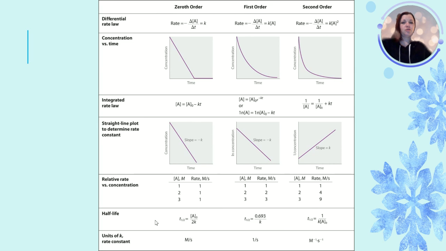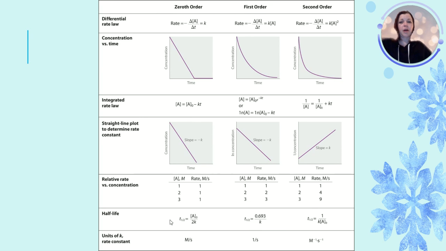Relative rate versus concentration. Your rate would not be changed for 0 order if you change the concentration of A. Your rate would change in the same way for first order. So if you double it, the rate would double. If you triple it, the rate would triple. And then for second order, it would be squared. So if you double it, the rate would be quadrupled. If you tripled it, the rate would be multiplied by 9 because that would be 3 squared.